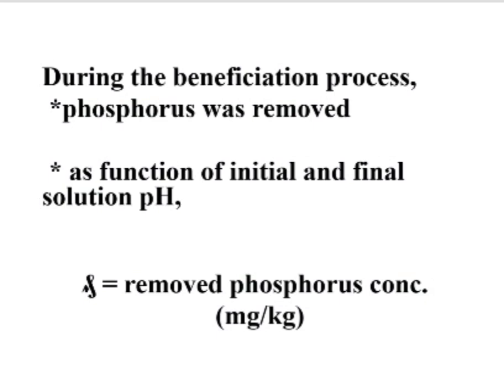During the beneficiation process, a lot of unwanted materials are being removed. In this context, we're looking at phosphorus removal, which has been found to be a function of initial and final solution pH. The phosphorus evaluation is also obtained in milligram per kilogram.